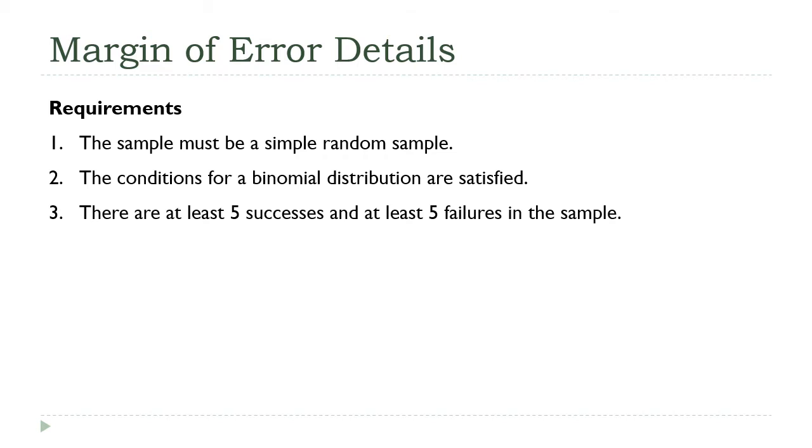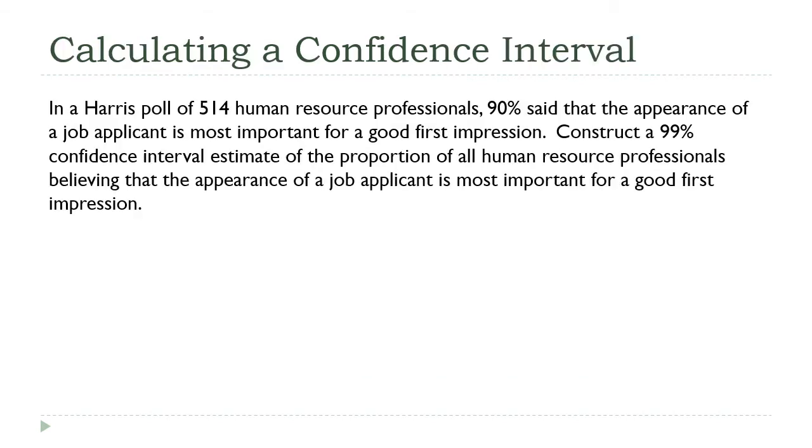All right, so let's take a look at an example. Look at this one. In a Harris poll of 514 human resource professionals, 90% said that the appearance of a job applicant is the most important thing. Notice what we've got here, 90%. That's a percentage, 0.9 would be the corresponding proportion. So I've been given a sample proportion here. This is going to be our p hat.